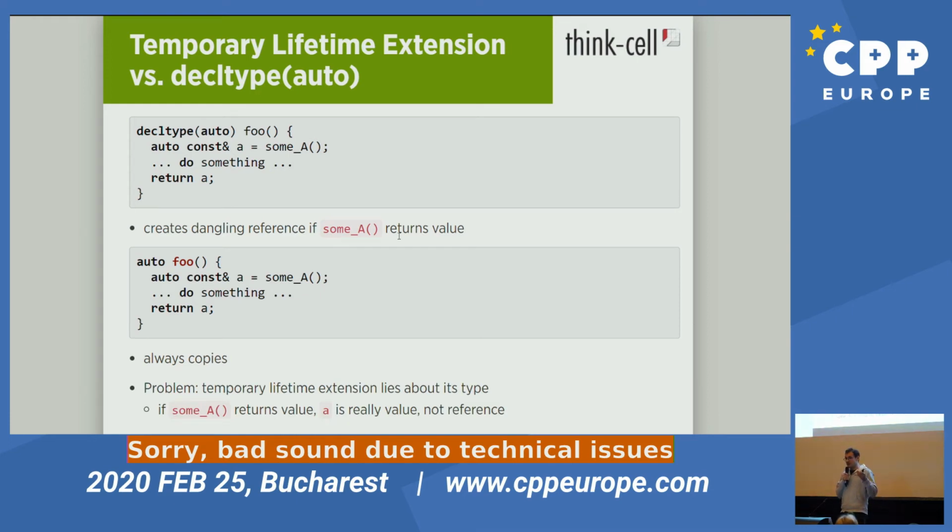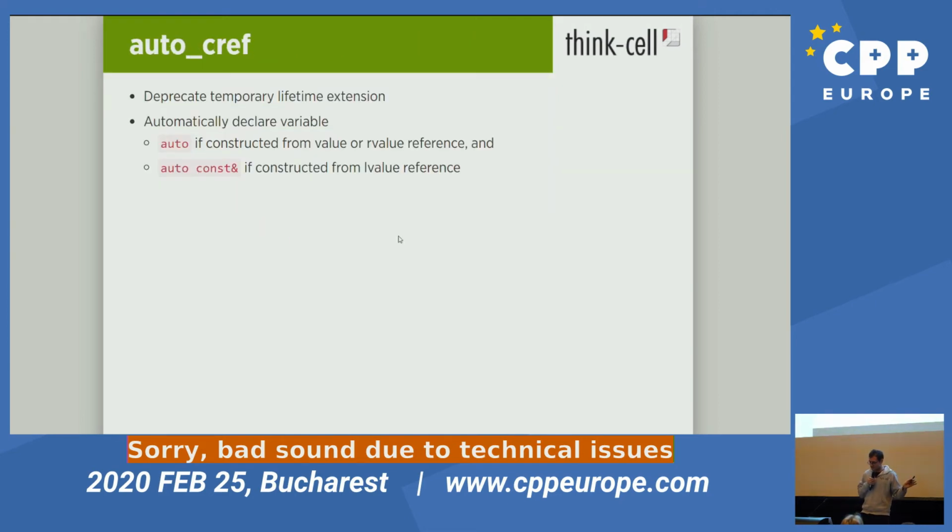Now, the real problem I see, and that's why I think temporary lifetime extension has to go, it should be deprecated, and don't even think about it, don't even use it, is that temporary lifetime extension is lying about its type. Whatever machinery you have in place to reason about type will break, because temporary lifetime extension tells you it's a const reference, although it may very well be a value. And values die at some point. When you go out of scope, they die. And the lifetime extension is hiding that from you. I think deprecate it. Don't use it. Forget about it.